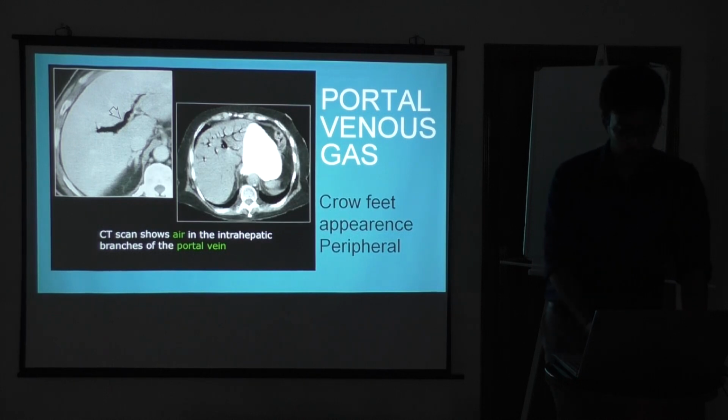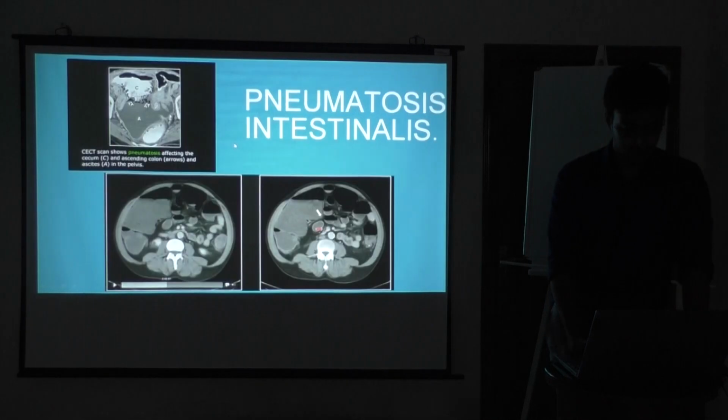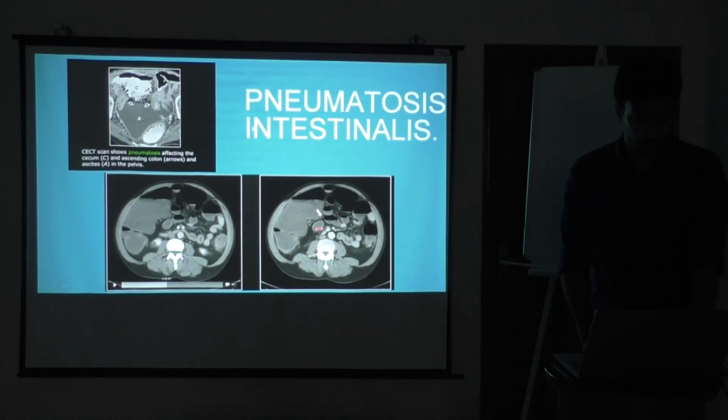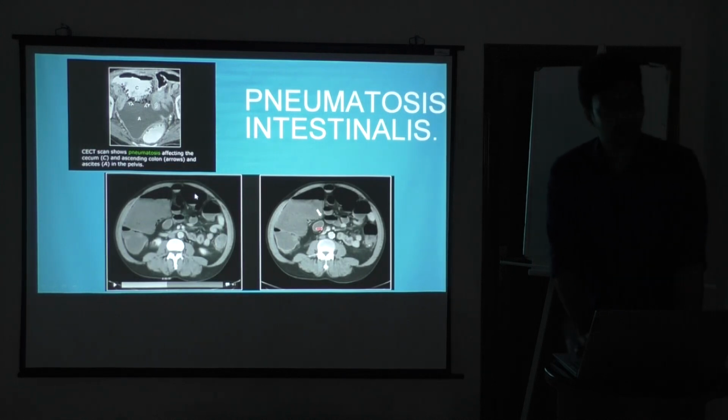That is irrelevant now. But this is one of the most important, and you can easily identify the sign. So please don't miss. And one more important thing is pneumatosis intestinalis. This is again, like I said, air in the abnormal area. We know the gas is there in the bowel lumen, but when it is there in the wall, that is called pneumatosis intestinalis. So you can see this is cecum.